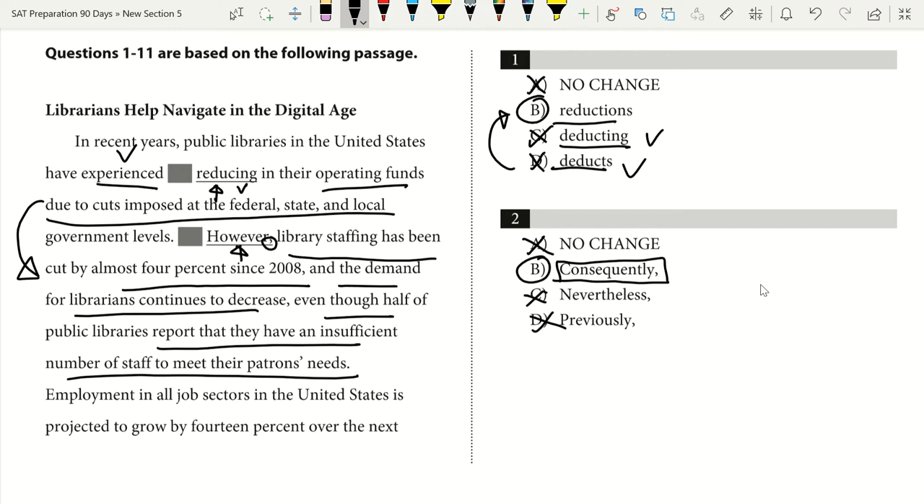Okay, previously, no, it's not something that happened before it. We're talking about a causal relationship where one is a result. So as a result of, right, it would be as a result, which is consequently. So the correct answer there is B.